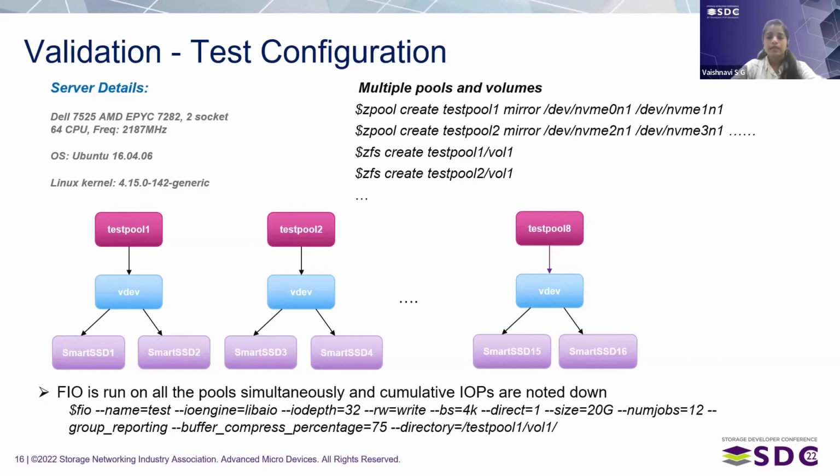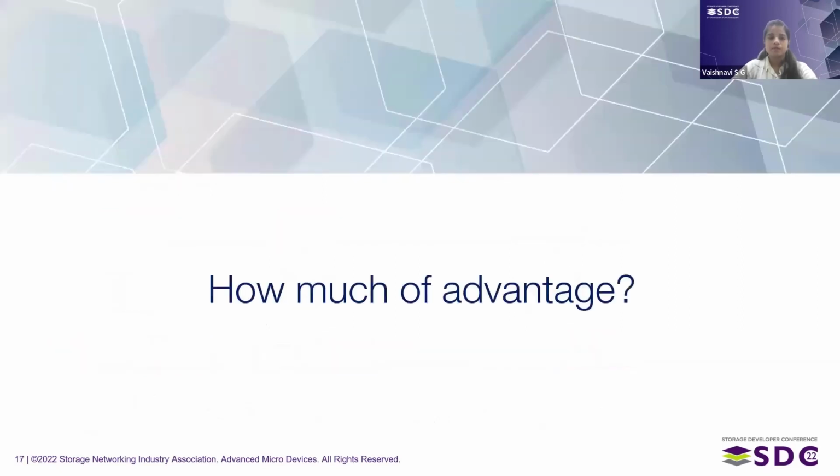We have used the industry standard FIO tool to write data to the pool. We have created 12 threads with an IO size of 10 gig per thread. FIO block size used was 4K with an IO depth of 32. We have set buffer compress percentage of 75 so that FIO can generate data which can be compressible. We have created multiple such test configurations, increasing the pools and the SmartSSDs. We have 4 SSDs with 2 mirror pools, 8 SmartSSDs with 4 mirror pools, 12 SmartSSDs with 6 mirror pools, 16 SmartSSDs with 8 mirror pools. FIO is run on all the pools simultaneously here to push the CPU utilization to its maximum.